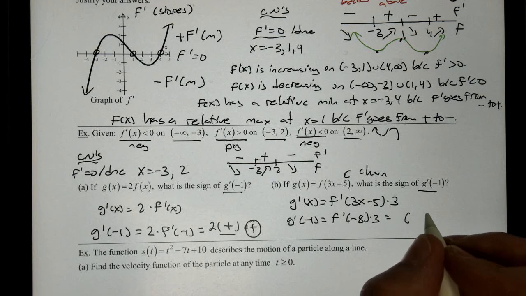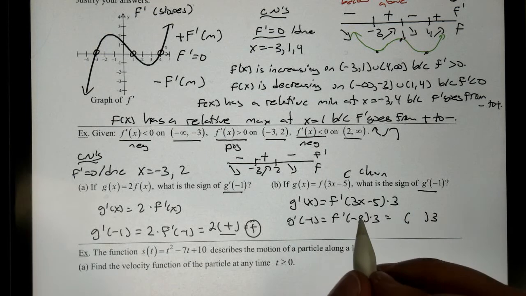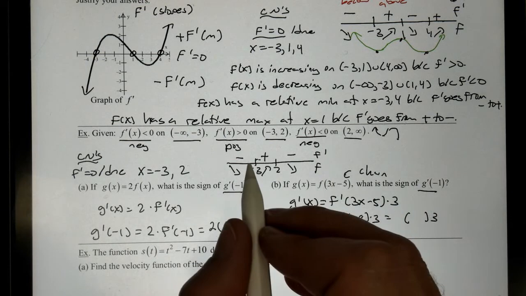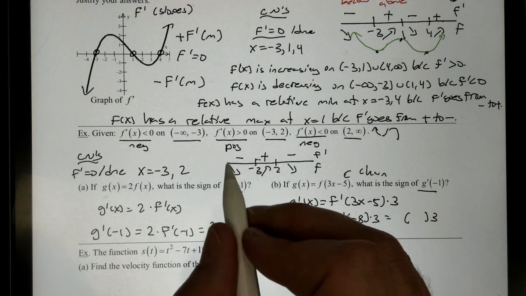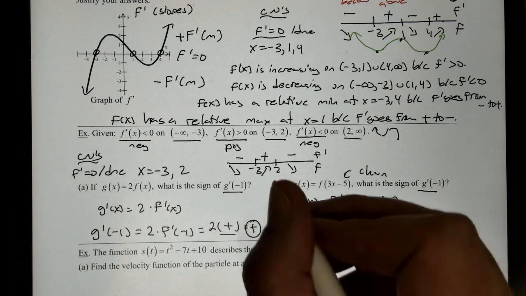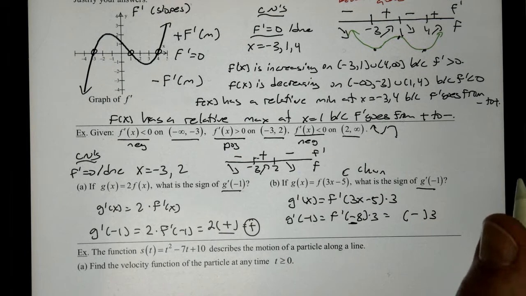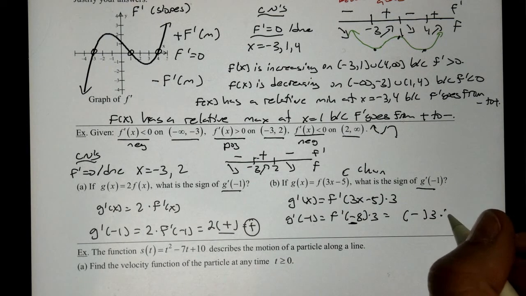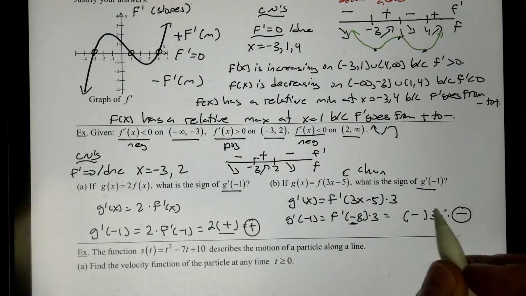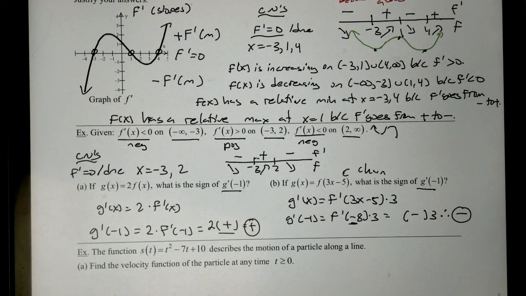Again, I'm only interested in the sign. So at negative 8, where's negative 8 located? Oh, negative 8 is way over here, off to the left of negative 3, and I already know that the sign there is negative. And so I know that, therefore, this is going to be negative, because a negative times a 3 is just a negative right there. There's our answer.